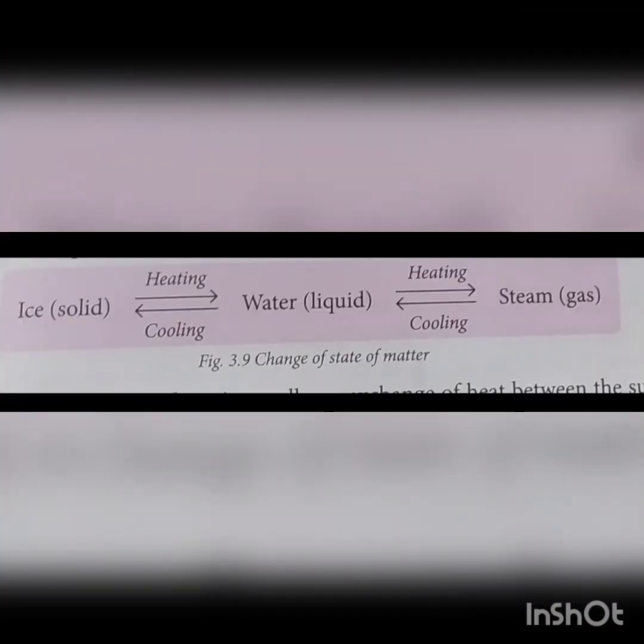For example, ice, which is the solid form of water, on heating changes to water, the liquid form. Water again on heating changes to steam, which is the gas form of water. Steam again on cooling changes to liquid water, and the liquid water on cooling changes back to ice, which is the solid form of water.